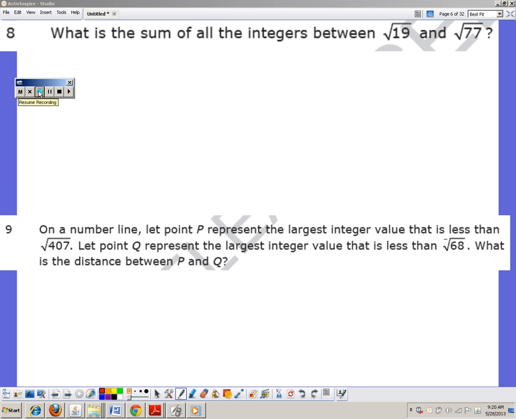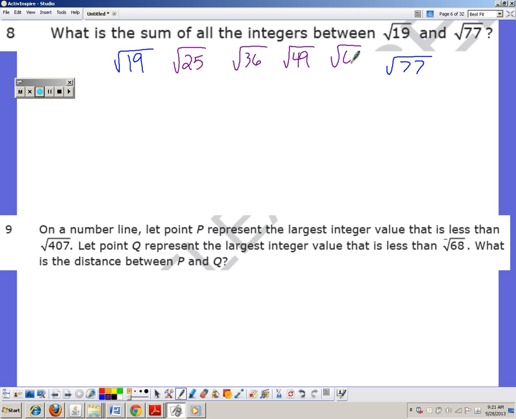Number 8. What is the sum of all the integers between square root of 19 and square root of 77? So we want to find all the integers between those two square roots. Now, neither the square root of 19 nor the square root of 77 are perfect squares. But there are perfect squares in between them. The perfect squares are square root of 25, square root of 36, square root of 49, and the square root of 64. Those are the only perfect squares between them.